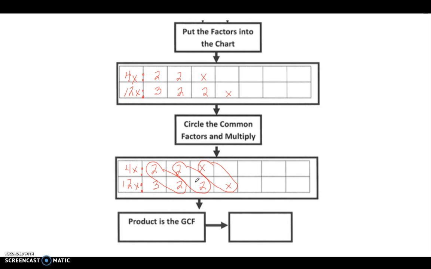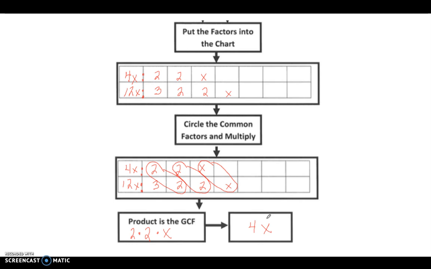Okay. So in order to find the product, all we need to do is simply multiply together those factors up above. So we have 2, that's 1, times 2, that's another group we had, times x. So the product is the greatest common factor. And that product being, well, 2 times 2 is 4, and 4 times x gives us 4x.